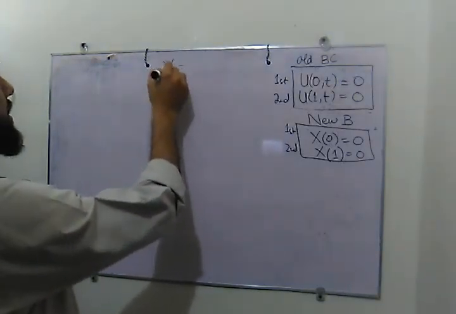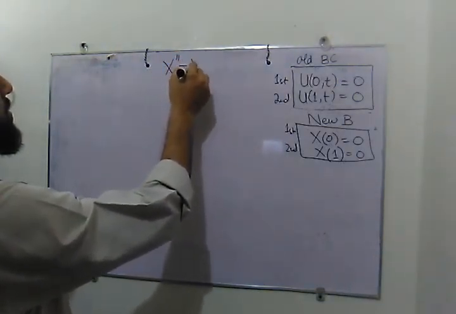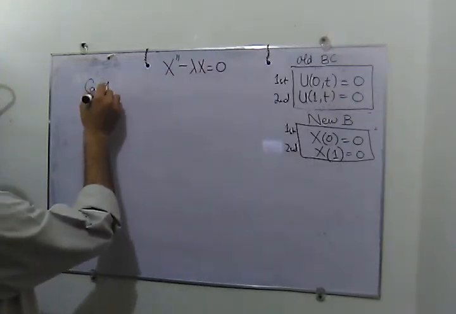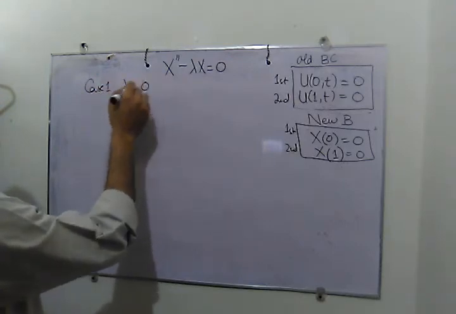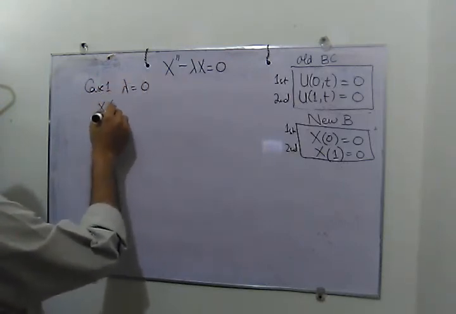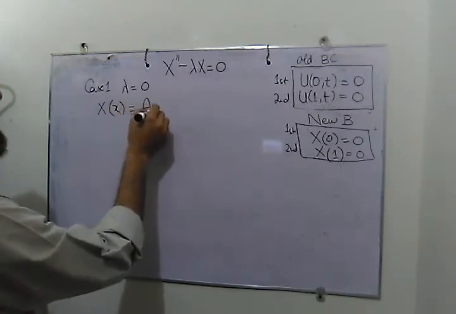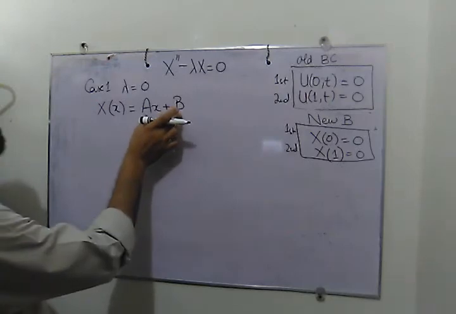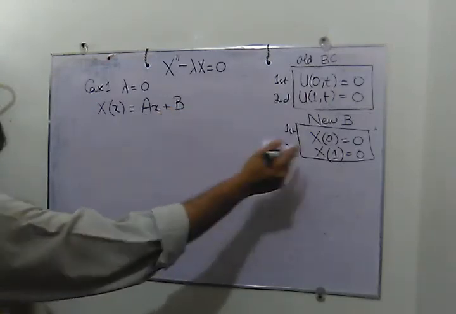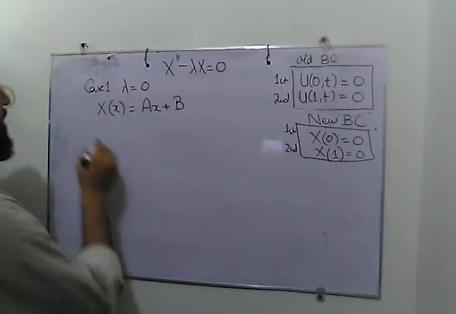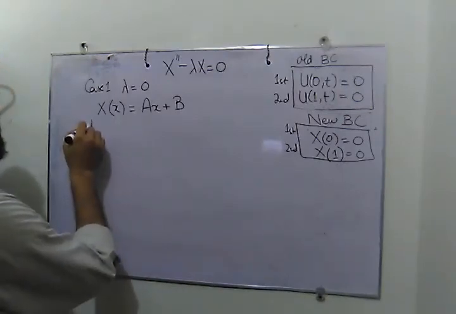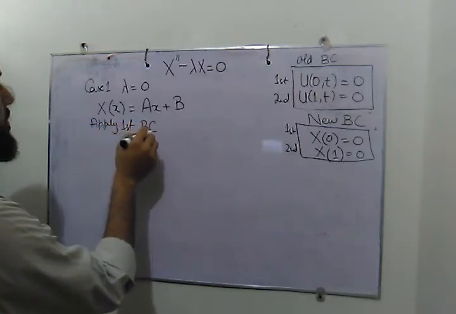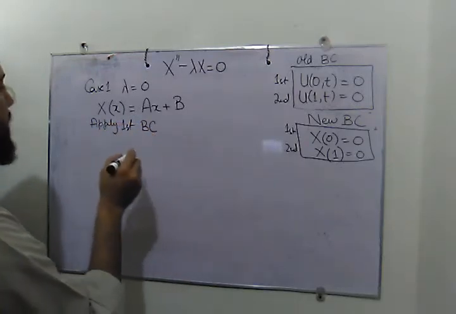So I write the equation here, and we are going to solve it for case 1 where lambda is equal to 0. At that time the solution would become ax plus b. Now in order to find the values of a and b, we are going to use the boundary conditions. So we apply the first boundary condition. And when we say boundary conditions, we are referring to new boundary conditions.